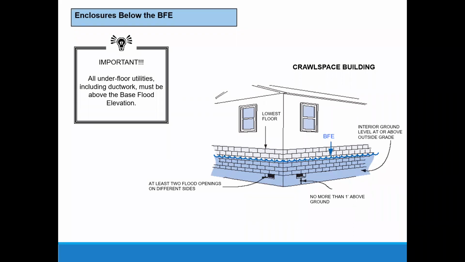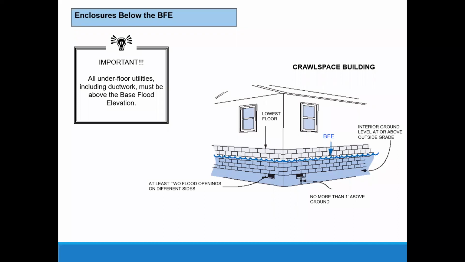There's the lowest floor there at the bottom of the brick, and then the base flood elevation. And then underneath that, you have the enclosure with the flood openings. So it's at least 2 flood openings on different sides. They don't have to be opposite walls, but just 2 different walls, and no more than 1 foot above grade. Making sure the interior ground level is at or above the outside grade, again, you don't want to accidentally make a basement.